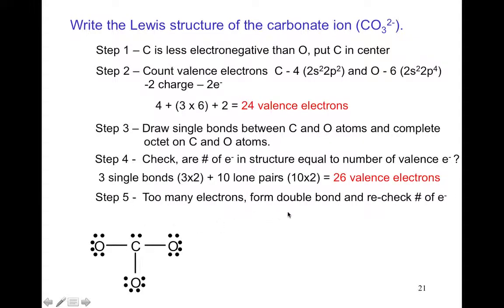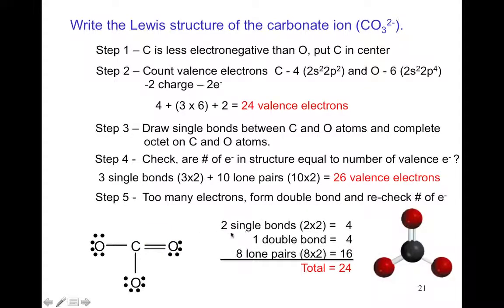Step 5, if we have too many electrons, we form a double bond and we recheck. So let's throw a double bond on one of these oxygens instead. And then we recount them. So now we've got 2 single bonds, 2, 4, 1 double bond, 6, 8, lone pairs, 2, 4, 6, 8, 10, 12, 14, 16. 4 and 4 and 16, we're at 24. That's what we thought we should be when we started counting this up. And so we know that we're probably correct here.